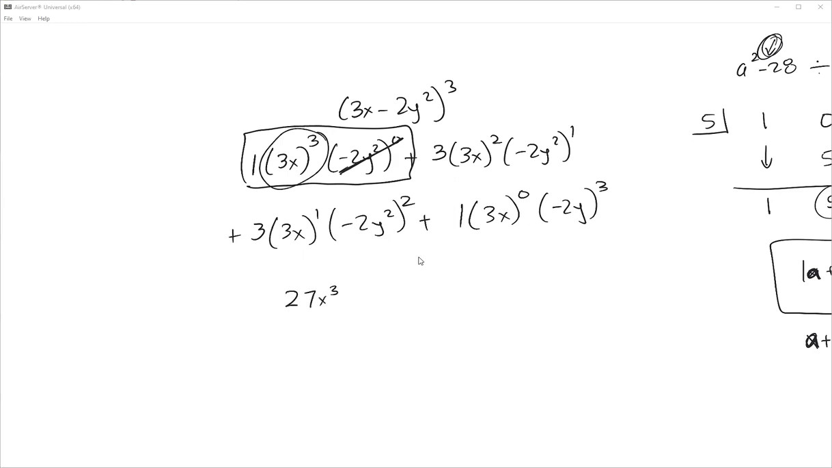Okay, this one right here, let's do the exponent first. That'll be 9x squared. 9x squared is to the first power, so you can just leave it be. So 3 times 9x squared is 27x squared. 27 times negative 2 is negative 54. And then x squared, y squared. So it'll be minus 54x squared y squared.